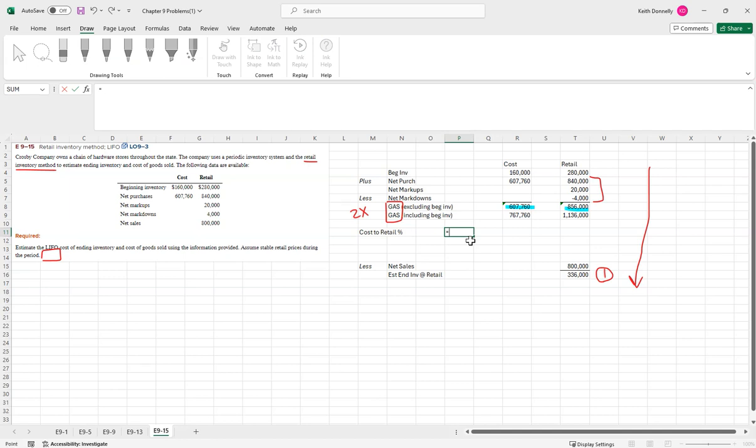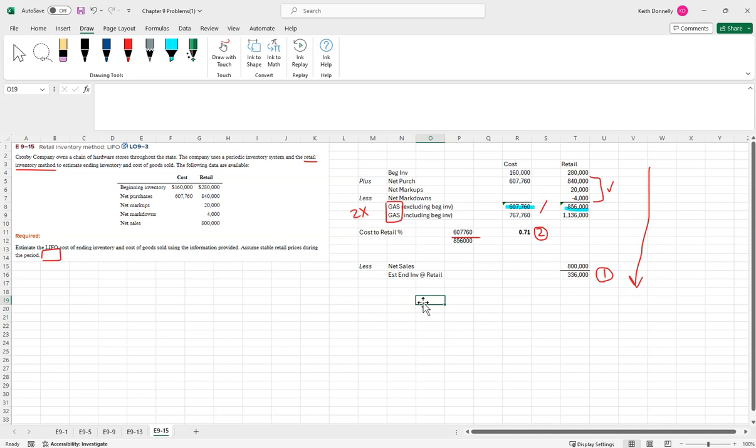So it'll be 607,760 and then 856, and if we put that as a percentage, you're looking at 71%. Okay, so step two is figure out the percentage based off that for the layer. Okay, 71%.